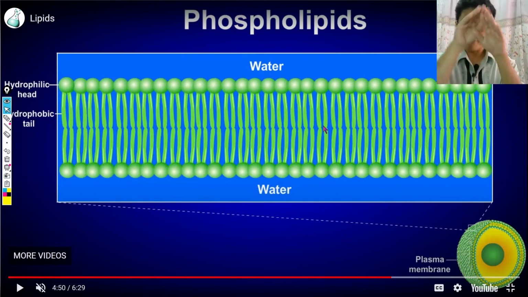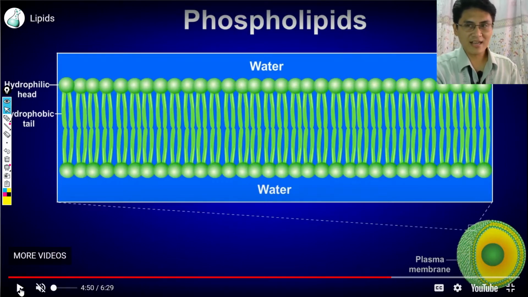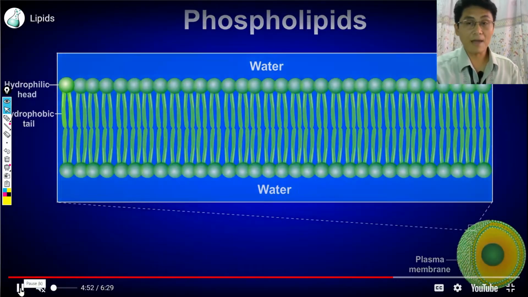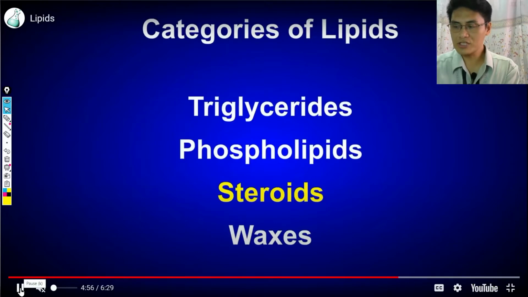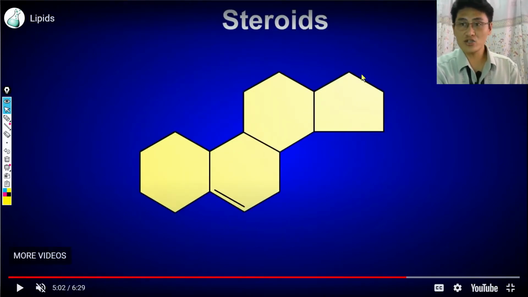It's not just phospholipids, but the majority of that component are phospholipids. Okay, so that is about phospholipids. So now we move on to the next type of lipid, which is the steroid. So a steroid refers to this structure here.